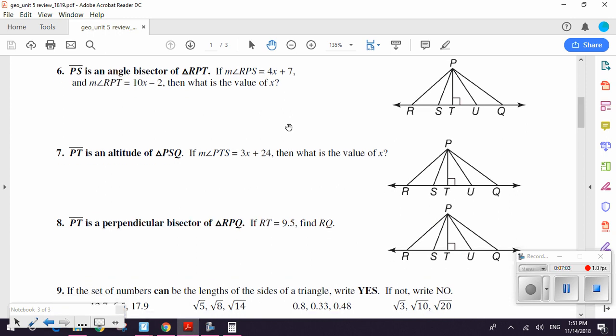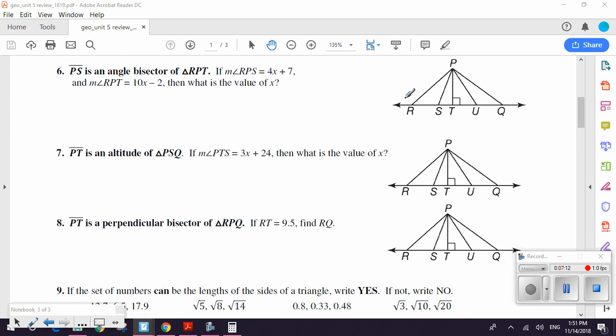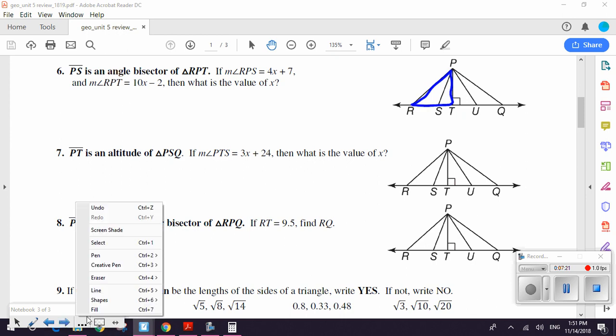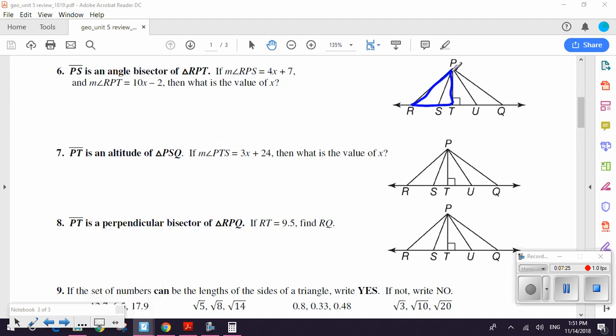For number 6, segment PS is the angle bisector of our triangle RPT. So highlight that triangle so it stands out. RPT. And then the segment is PS right here. It's an angle bisector. So what does it do? It has a vertex. The vertex is P, and it splits P into two congruent angles.